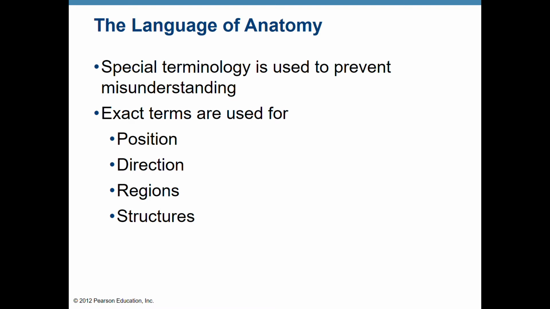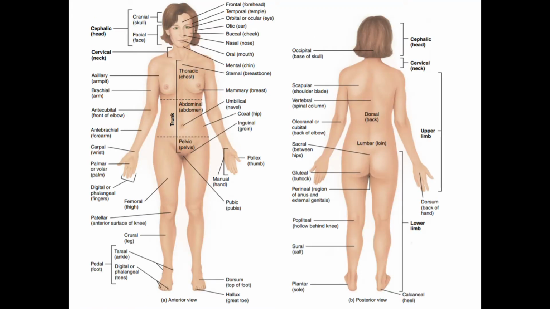This language of anatomy is made of special terminologies used to prevent misunderstanding. Exact terms are used for position, direction, regions, and structures. Let us now describe all of these anatomical terminologies, or the language of anatomy. First we have the body position.